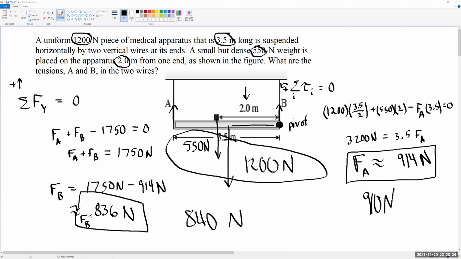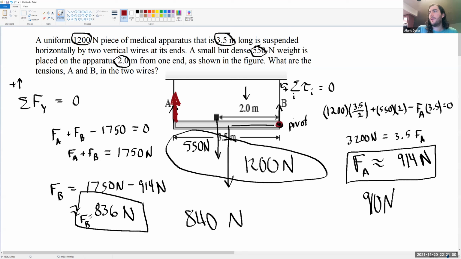When we were getting the net torque, you said FA times 3.5 is a torque. Why don't we use the center of mass? FA is the force that's acting right here at the edge of the rod. Right, but for L, you use 3.5 instead of 3.5 over 2. Is there any reason for that?